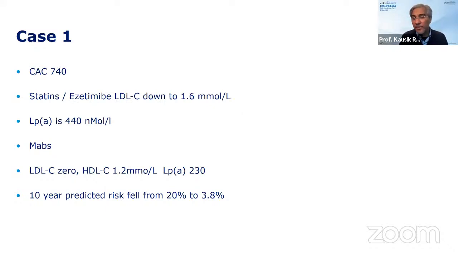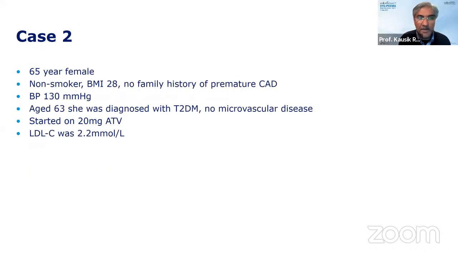Now, interestingly, with the monoclonals, and that was also one of the reasons for giving him a monoclonal, on average they only reduce Lp(a) by about 25 to 28%. He'd actually got the biggest reduction I'd seen, almost 50%. So his Lp(a) has come down to about 230. So in theory, if you look at his 10-year predicted risk on the basis of the coronary artery calcium score, and factor in the absolute reduction in LDL and the absolute reduction in Lp(a), his theoretical 10-year risk has come down from about 20% to about 3.8%.